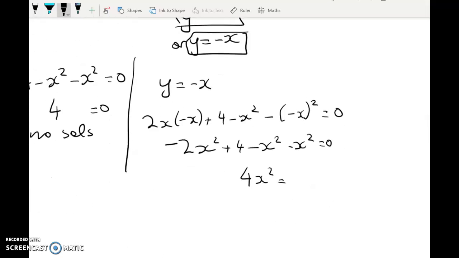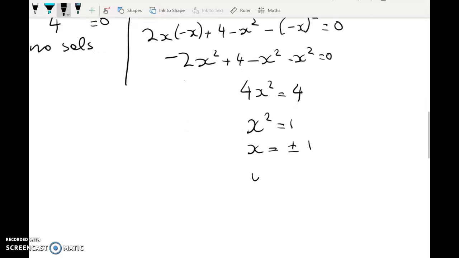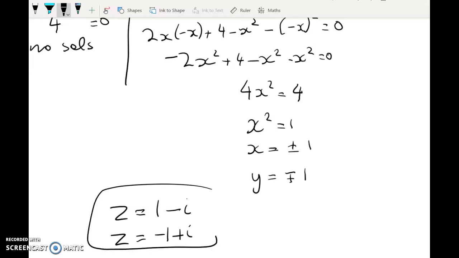So 4x squared equals 4. x squared is 1, so x is equal to plus or minus 1, which means that y is equal to negative or positive 1. So the two numbers are z is equal to 1, and then y is negative 1, so 1 minus i, or z equals negative 1 plus i. So those are the two solutions to that equation.